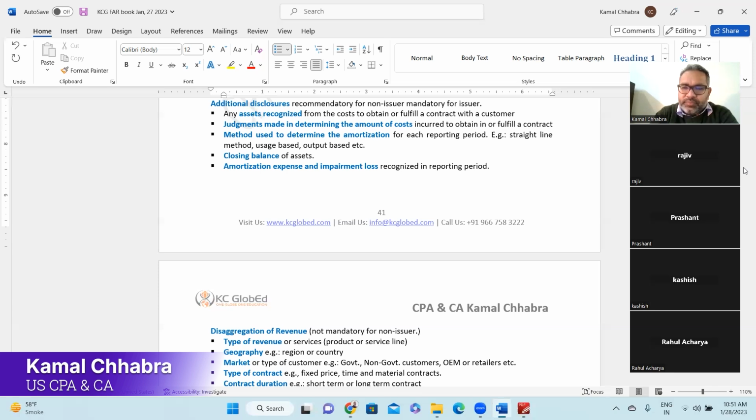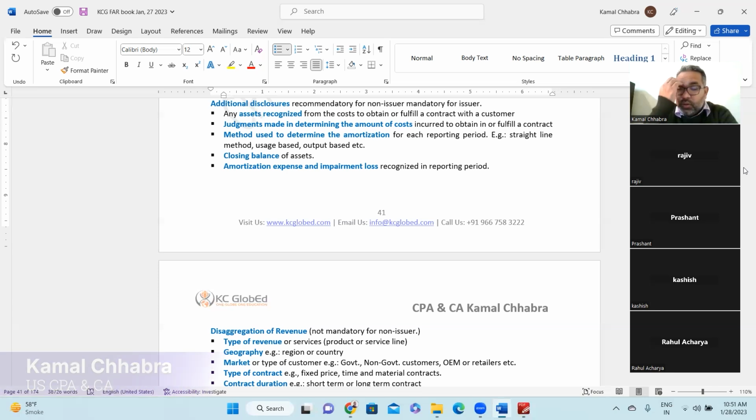So any expenditure your sales team has incurred, or you're giving specifically commission or brokerage to someone, those costs which you expect to recover over the period of the contract, and the contract is of more than 1 year, then you'll be recognizing that asset as a contract asset, right?